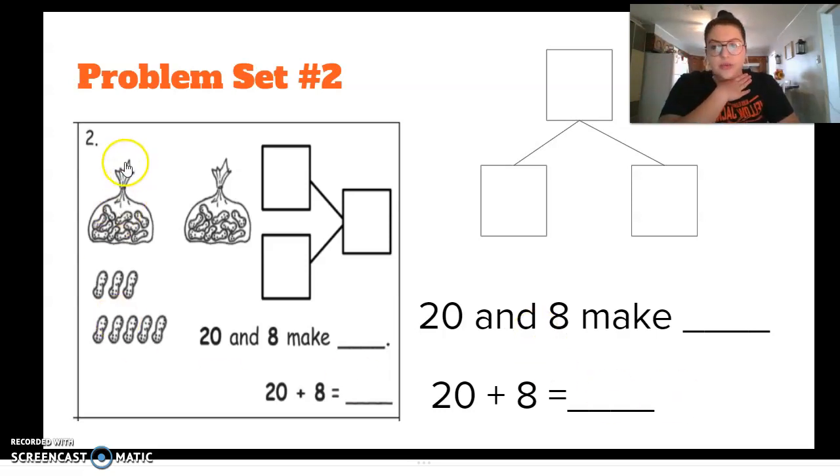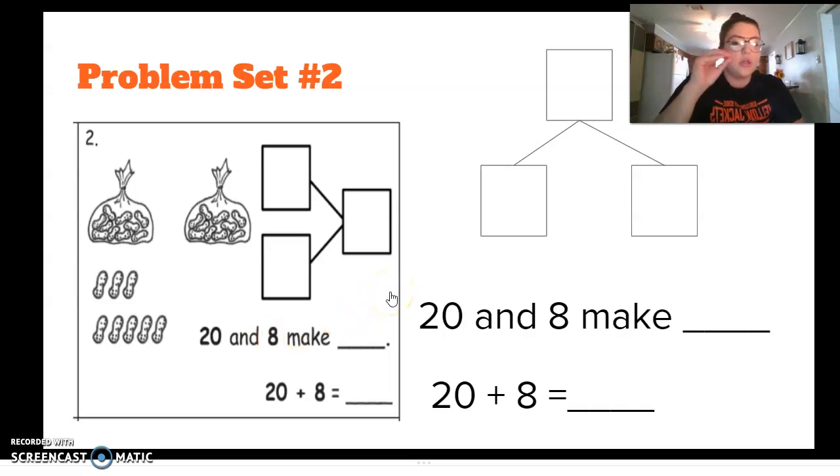Number 2 has peanuts here, and it's saying 20 plus 8 equals. How many peanuts do we have? We know we have 1, 2 tens. So we have 10, 20. That's where that 20 came from, right? And then let's count the single peanuts. 1, 2, 3, 4, 5, 6, 7, 8 peanuts. That's where that number came from.